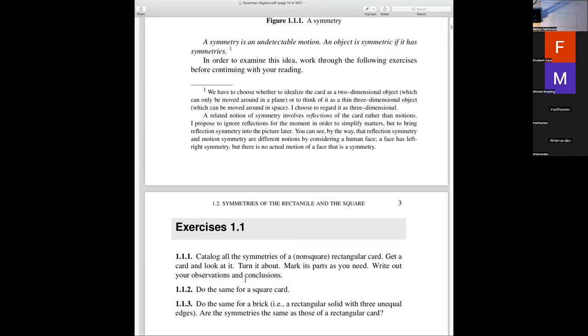And then the third homework problem is to take a brick, that is a rectangular solid, a three-dimensional object, and try to figure out what are the symmetries of a brick. That's an interesting question. You probably don't have a brick at home to experiment with, but you can just take a book, which is a kind of brick-shaped object. It has length, height and thickness, and the three dimensions are different. So a book is a good experimental object to play with. Okay.